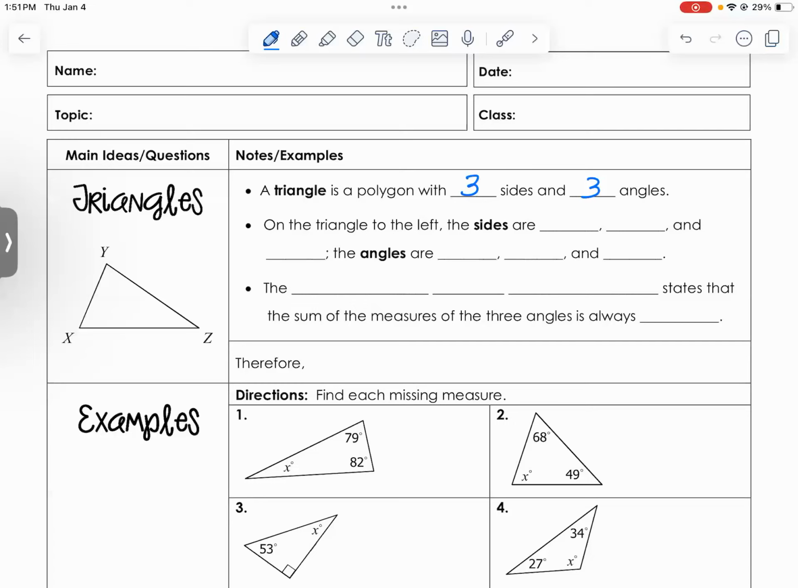Okay. Now, on this triangle over here, when we look at the 3 sides, this side, we're going to name it with 2 letters. What 2 letters are we going to use? Okay, so we're going to call this X, Y, and we're going to put a segment over the top of it. So I know that X, Y are connected as a segment. It's the side of the triangle.